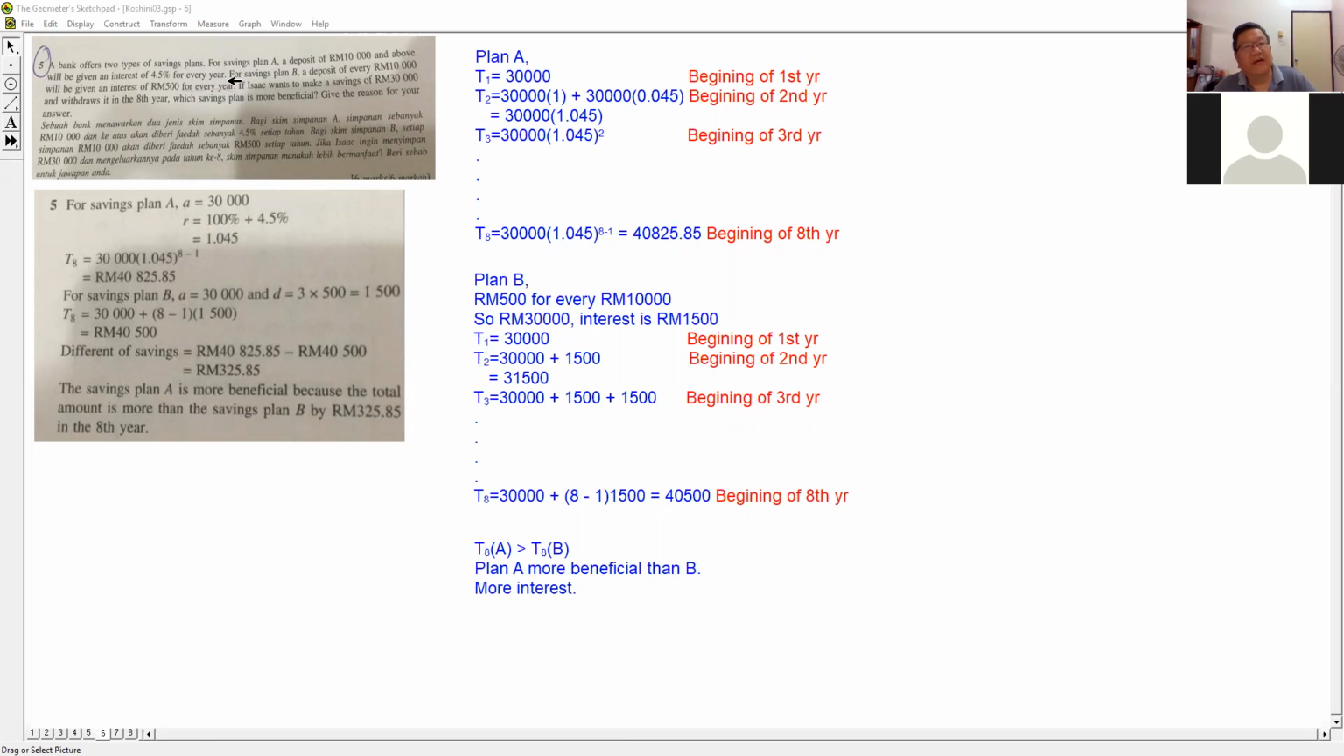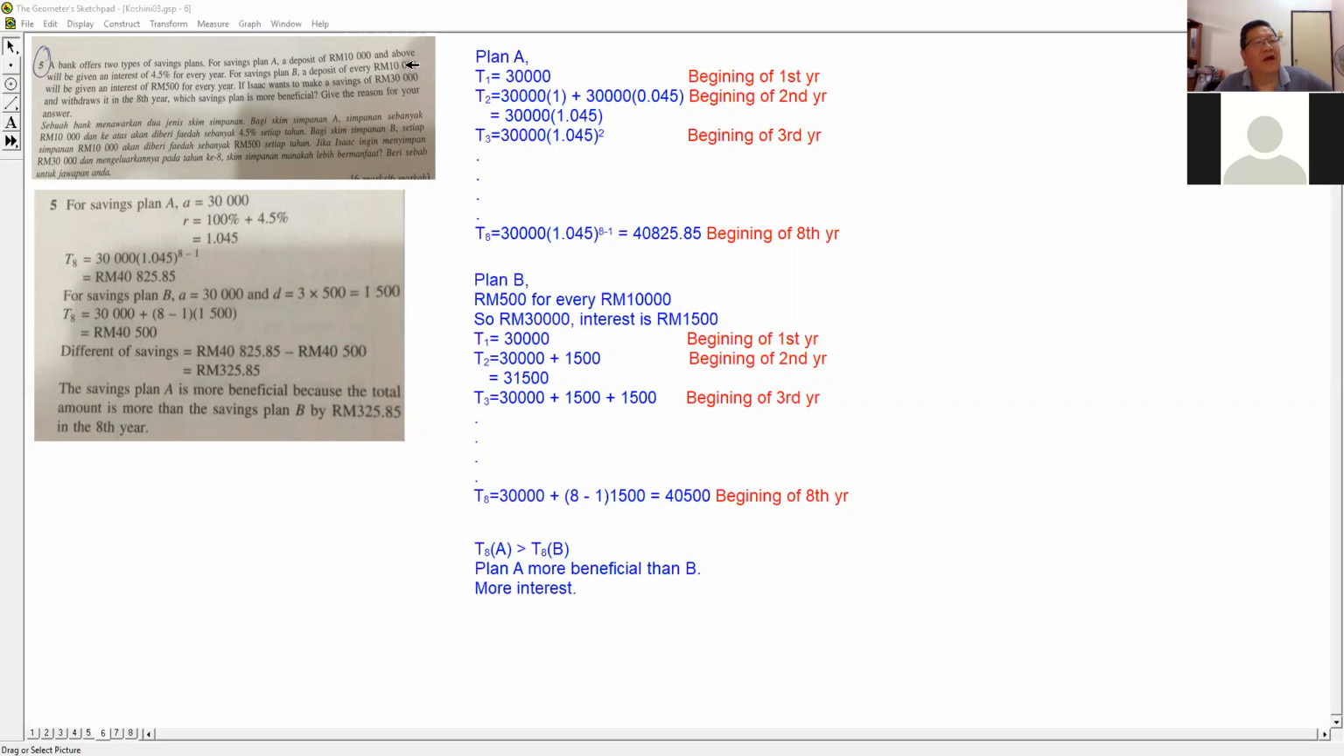So it means that more than 10,000, you will get 4.5% of your principal. So as long as you have more than 10,000, then you will get interest 4.5% yearly. Now for the second plan, a deposit of 10,000 will be given an interest of 500 for every year. Okay, now you read carefully this savings plan B.